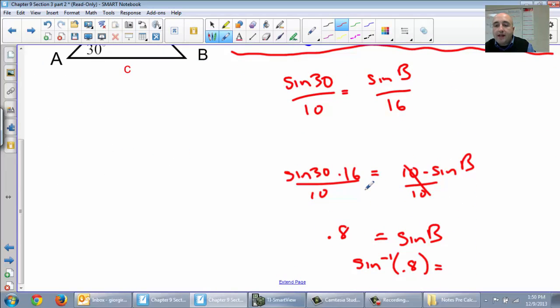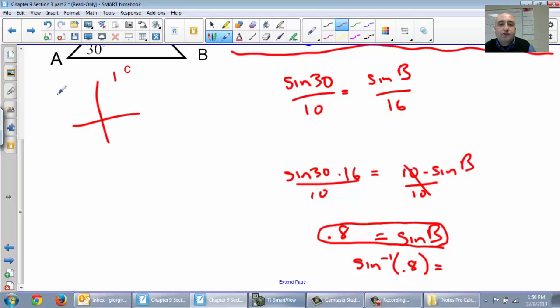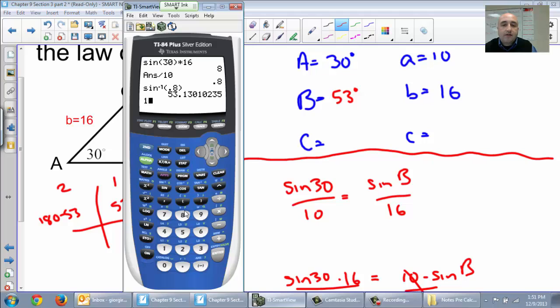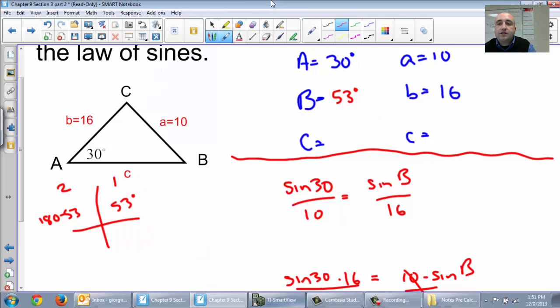Now remember, when you get a sine that is smaller than 1 in decimal form, we can get a first quadrant or a second quadrant angle. We already got 53. Now we do 180 minus 53 to get the other one. So 180 minus 53 is equal to 127. So those are the two possibilities. You always have to check and make sure that they work.